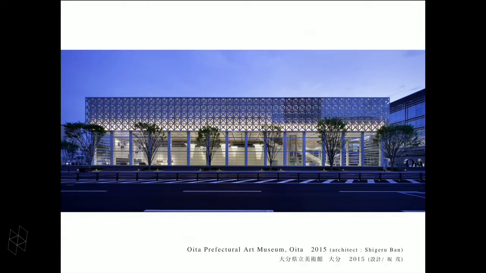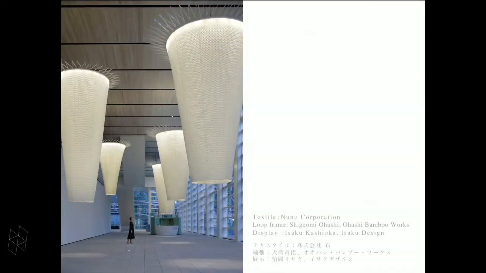Here are some origami pieces created in 2015 for the Oita Prefectural Art Museum, designed by architect Shigeru Ban. Finally, our company is now 33 years old. Weaving areas are rapidly disappearing in Japan, so we actively try to keep them alive, drawing on local artisans, talents, and traditional skills to create new living textiles.